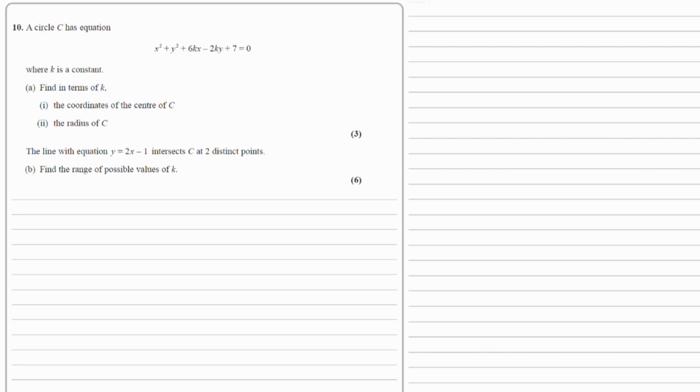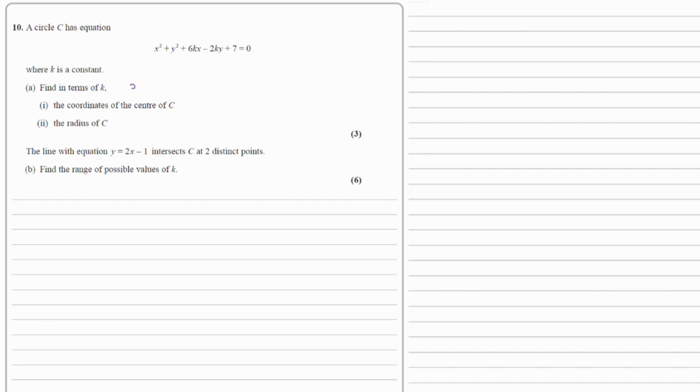Question 10. A circle C has equation x squared plus y squared plus 6kx minus 2ky plus 7 is equal to 0, where k is a constant. Part A, find in terms of k the coordinate of the center C and the radius of C.